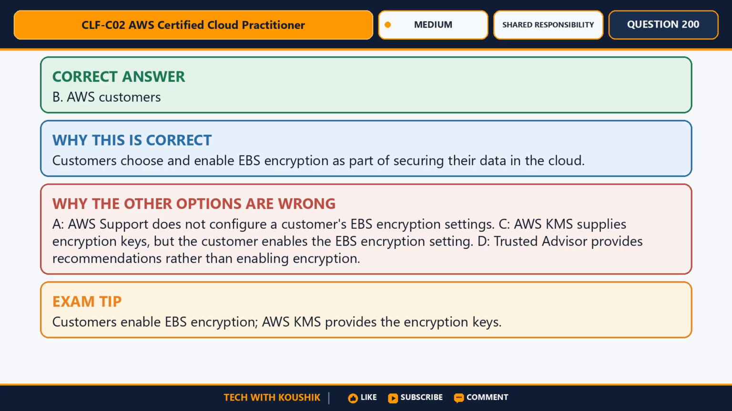A. AWS Support does not configure a customer's EBS encryption settings. C. AWS KMS supplies encryption keys, but the customer enables the EBS encryption setting. D. Trusted Advisor provides recommendations rather than enabling encryption. Exam tip. Customers enable EBS encryption, AWS KMS provides the encryption keys.